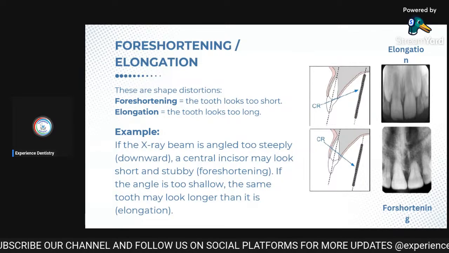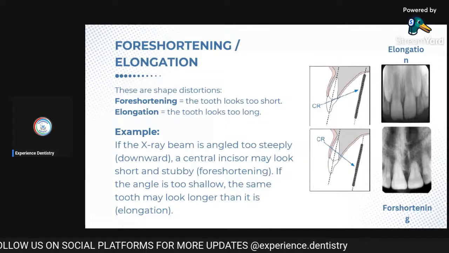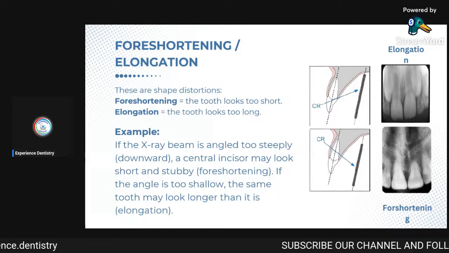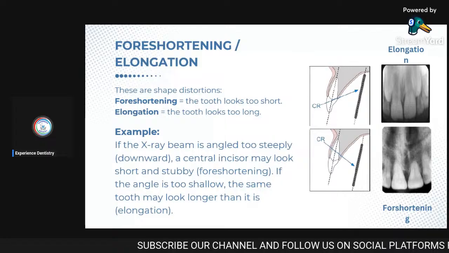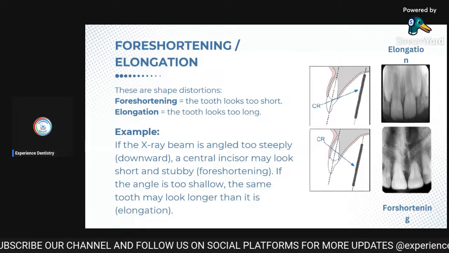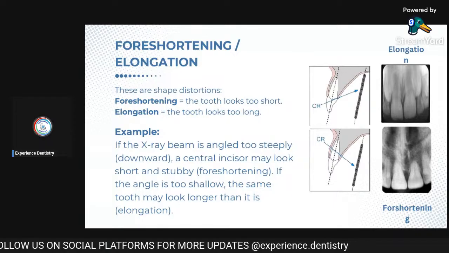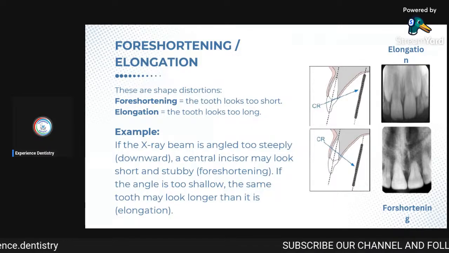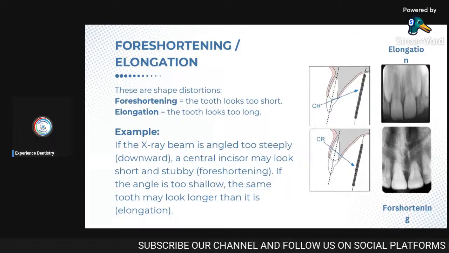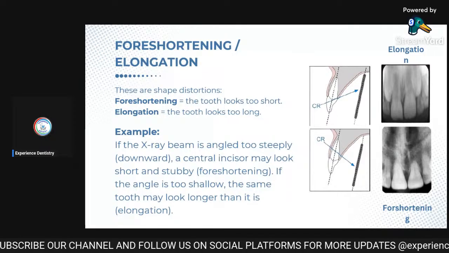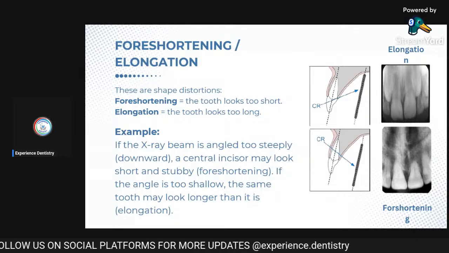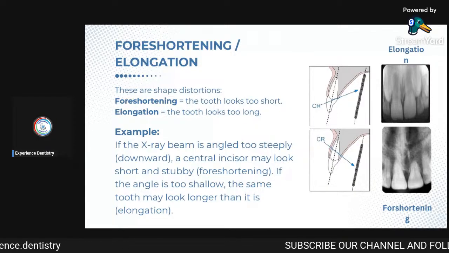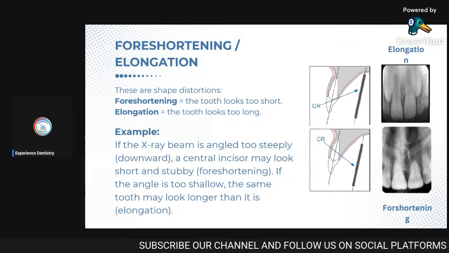Now, why do these appear? Because you have placed your cone beam at a very wrong angulation. You wanted to take an X-ray of the root and crown, but your angulation was misaligned, so it took the picture in an elongated or foreshortened view. For example, if the X-ray beam is angled too steeply downwards, a central incisor may look short and stubby, which is foreshortening. And if the angle is too shallow, the same tooth may look longer, which is elongation. I hope in the diagram you can see that when the cone is placed and the film is there, just because of a change of angle, you can see elongation or shortening.